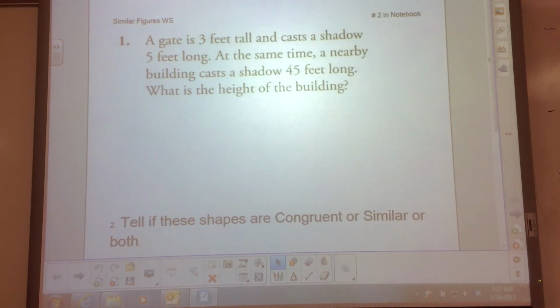Okay, this week we're going to be dealing with similar figures. We're also going to be dealing with scale drawings, but that'll be in the next video. So let's deal with the first question.